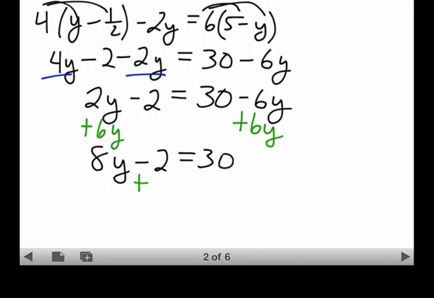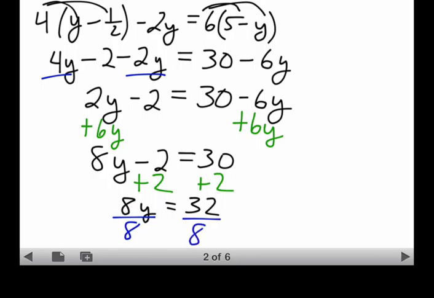And finally, I'm going to add 2 to both sides. This will isolate the variable term. We have 8y is equal to 32. And then when I divide both sides by 8, we end up with a solution of y is equal to 4.